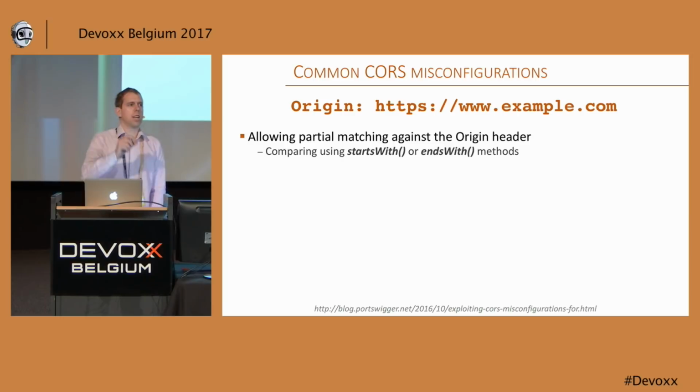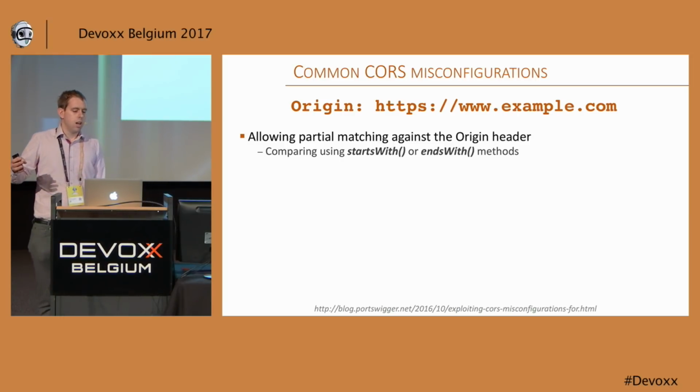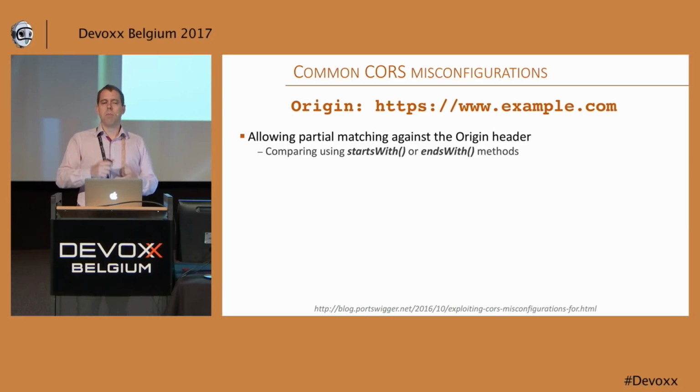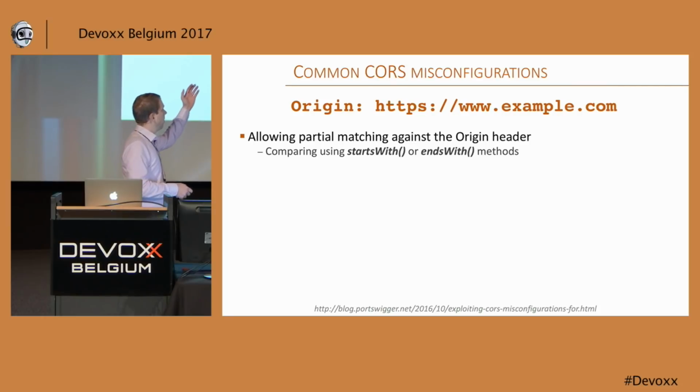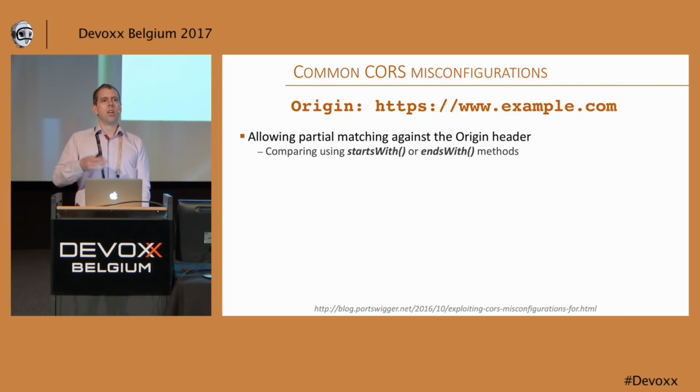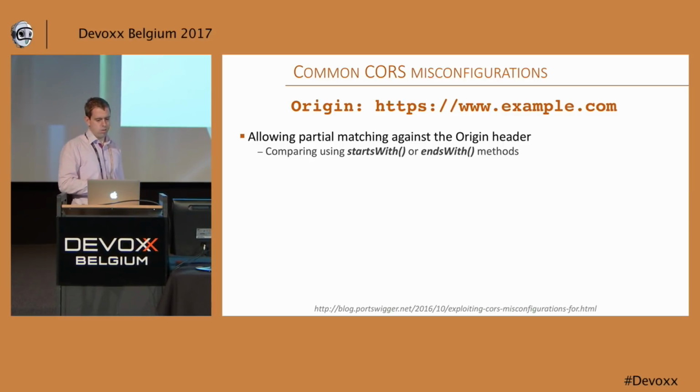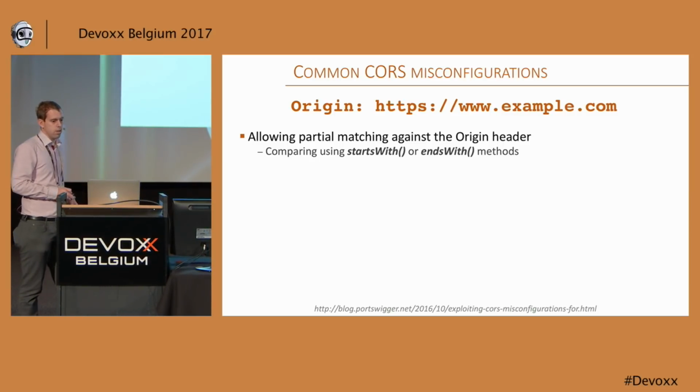So, for example, if you check for endsWith www.example.com, somebody could generate a URL that matches that filter, even though it's not one of yours. Example, with startsWith, if you simply add that and then add .evil.com behind it, then the startsWith is going to match, and you are in trouble. So that's one way to bypass these CORS filters.